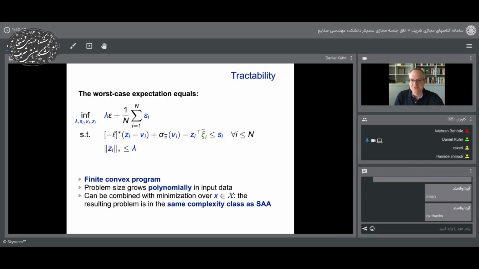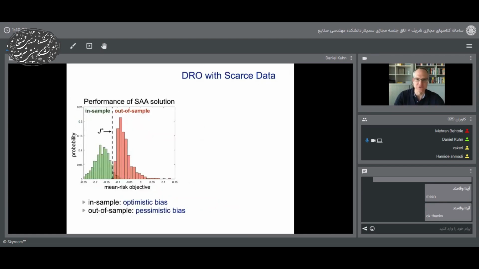However, of course, even though this problem is in the same complexity class as the sample average approximation problem, it's still a more difficult problem. And I would like to show you that there is actually value in solving this more difficult problem. For this purpose, let's look again at our portfolio optimization problem. You remember that when we solved this with 30 training samples using the sample average approximation method, we had a huge discrepancy between in-sample and out-of-sample performance.